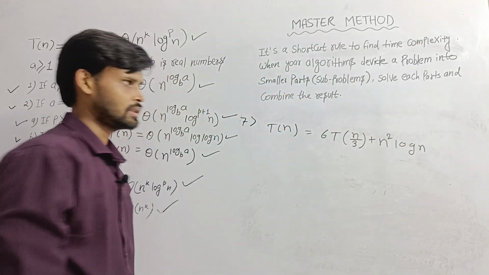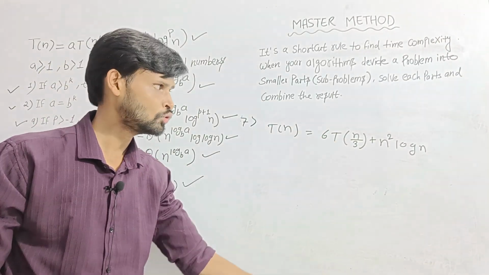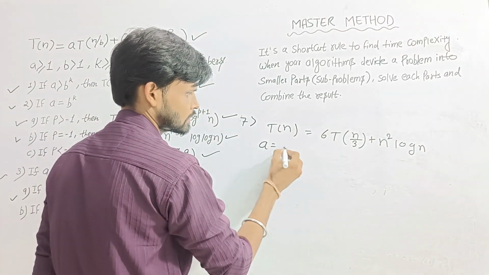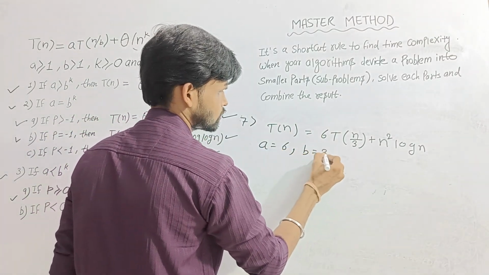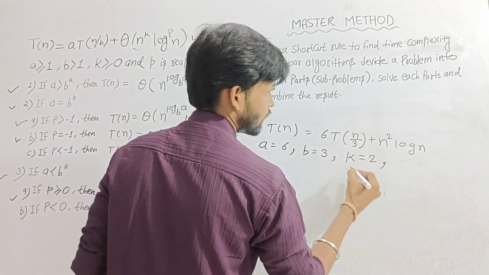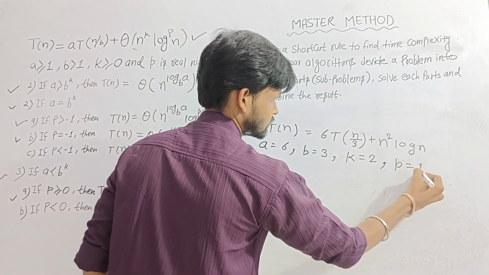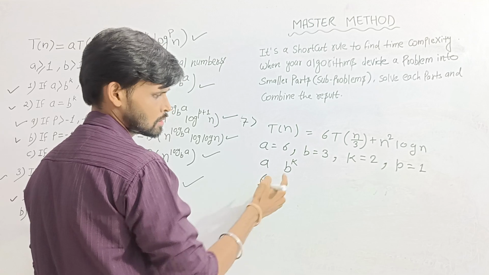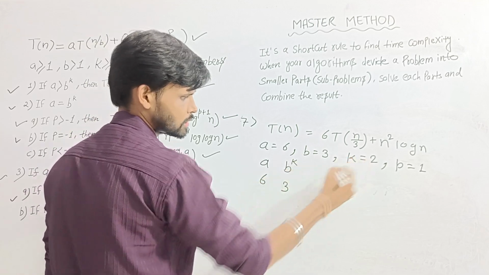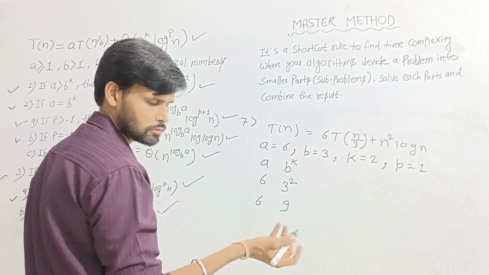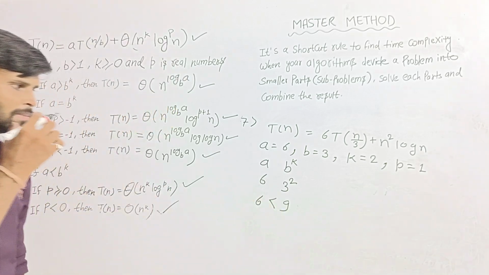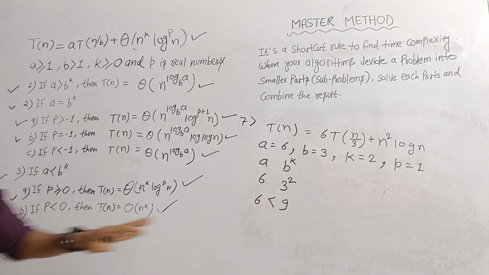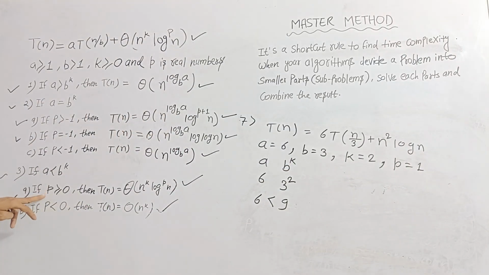Okay, so this is another recurrence equation. We have to find the time complexity for the given equation. So first take the parameters: a = 6, b = 3, k = 2 and p = 1. Check the relation between a and b^k. What is the value of a? That is 6. What is the value of b? That is 3. What is the value of k? That is 2. 6 versus 3 squared, that is 9. Which case will be applicable? Less than. Okay, so in this case we will check the value of p greater than or equal to 0.